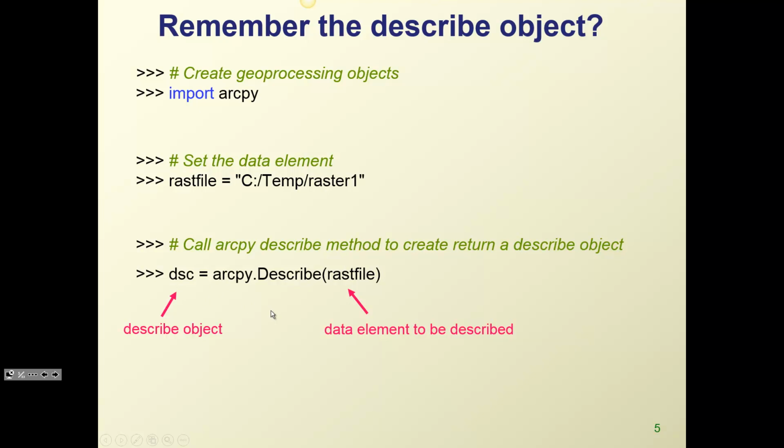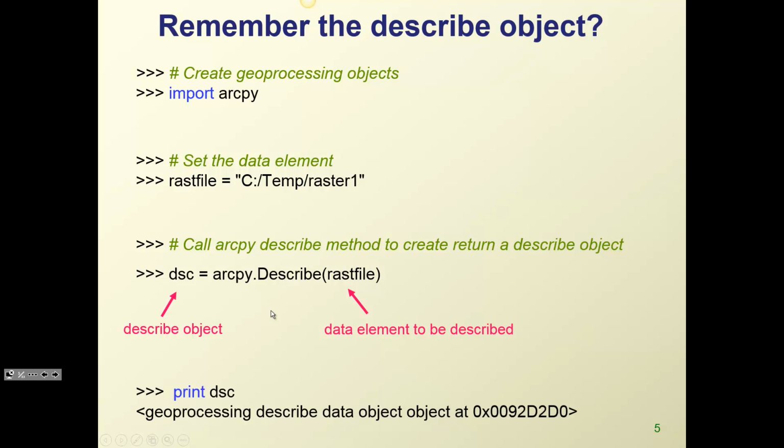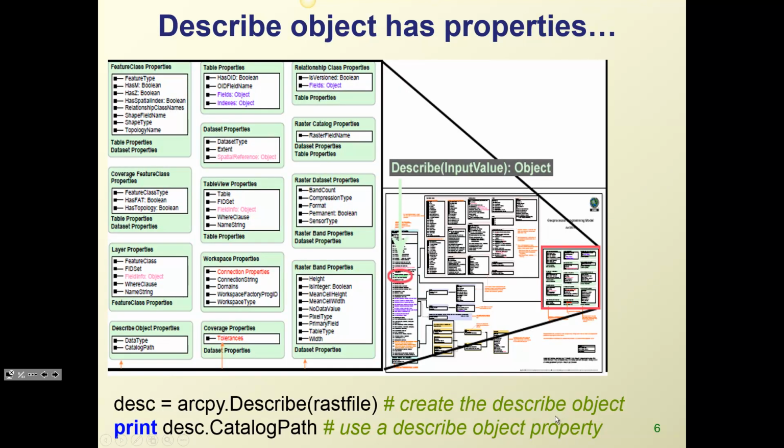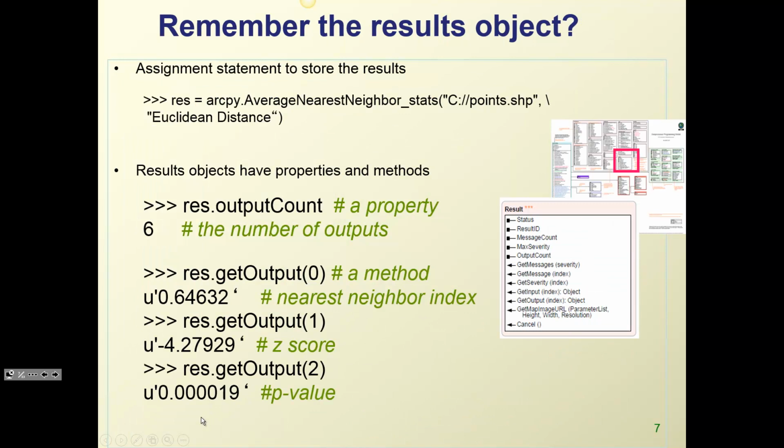Data type, yeah, because it's an object that has properties associated with it. And if you printed out DSC at this point, you'd get this funny comment, but it's saying it's a geoprocessing described data object, and that object is at this location. Recall the describe object has loads of different properties. Of course, that is dependent on the data type of it, whether it has each of the properties within the boxes here. But the general format for accessing a property was object.property. It's the same thing when you create your own objects.